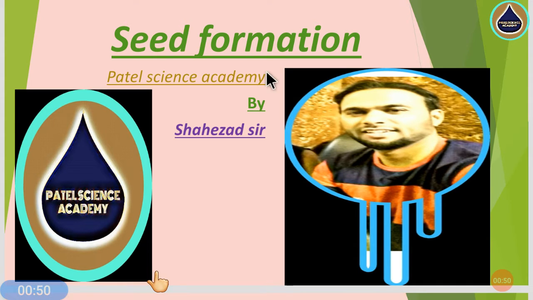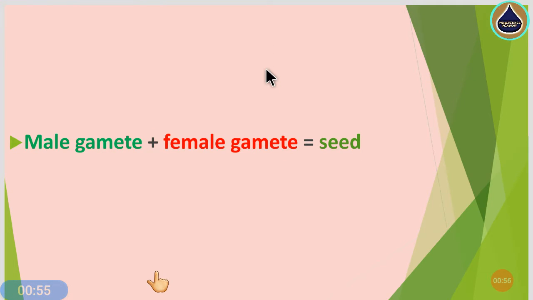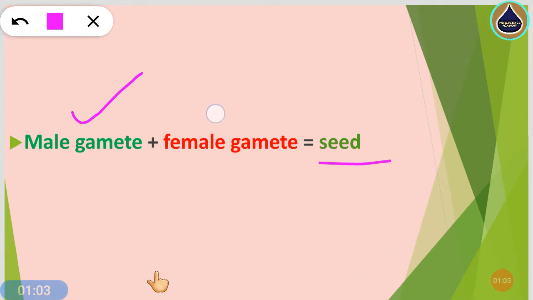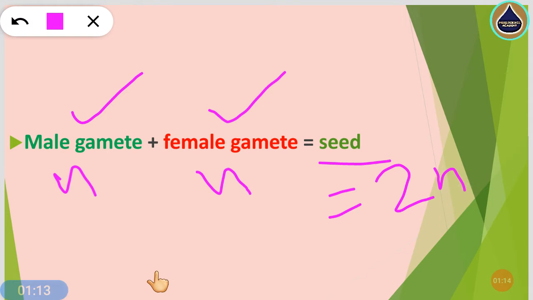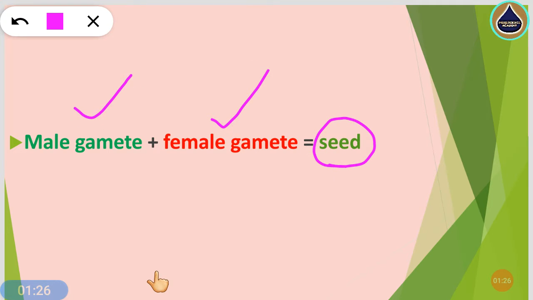So dear students, let's see the details of these slides one by one. First, you can understand the formation of the seeds. The seed is formed by the fusion of the male gamete with the female gamete. The male gamete is haploid, single n, and the female gamete is also haploid, single n, and they are fused. These two gametes are fused to give the 2n zygote, and that 2n zygote finally converts into a seed with its embryo. So simply, this seed is formed by the fusion of the female gamete and the male gamete.